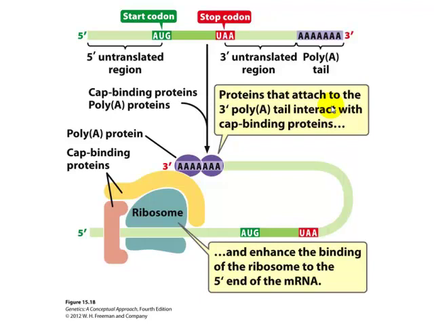This is not a prokaryote, this is a eukaryote. Why? Because your messenger RNA here has a poly A tail at the end of it, and at the beginning of it you have a 5' cap. Okay, so here is just giving you the picture of what the initiation of the eukaryote will look like.